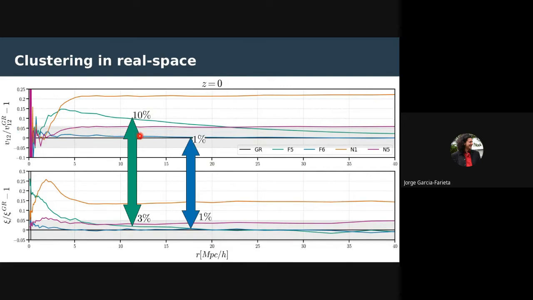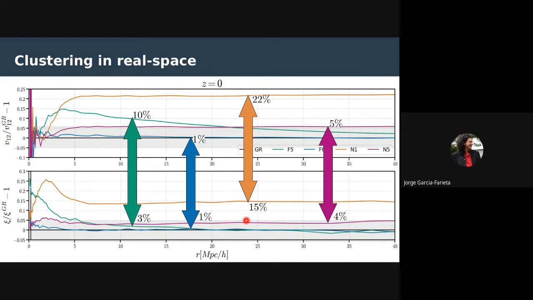Now for the F6 model, the FOFR6, we see that it is degenerate for the entire range that we consider, both for the velocities and for the correlation function. The differences are about 1%. For the NDGP1, the signal is quite constant in the entire range, and it has about 20% of difference with respect to lambda CDM in the velocities and 50% in the correlation function with respect to GR.